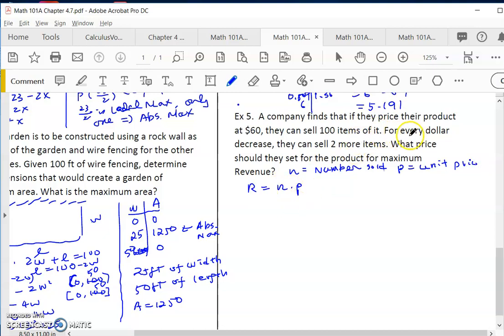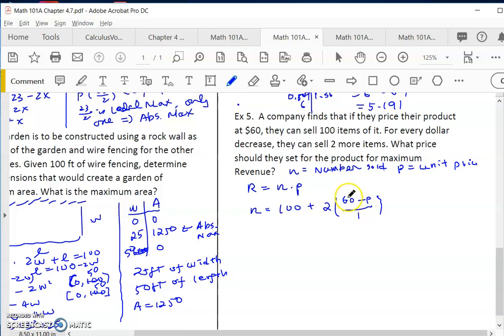But if you lower your price, you can sell more. So the number that you sell is 100 plus something. You can sell 2 more if your price decreases. How do I know how much it decreased? The new price is P, and you're currently at 60, so 60 minus P tells you how much it decreased. In other questions it might be for every $5 you sell 2 more, so you would do 5 here. But in this case, it is for every $1.